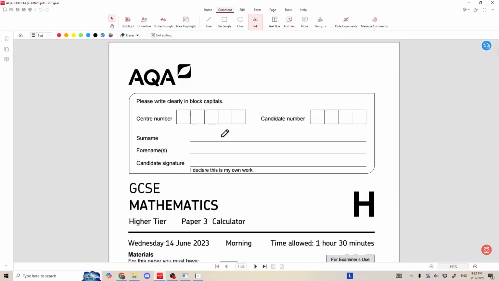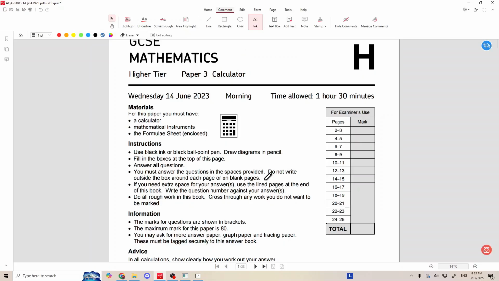I realized I forgot to write all this stuff in the last one, so I'm gonna do it now. Center number. Yeah, I can't do this. 1, 2, 3, 4. Surname, forename of NeoGeoSG. And I declare this is my own work with that signature, which doesn't even look like a signature. Once again, this takes 1 hour 30 minutes. A calculator is allowed. It is currently 9:23 p.m. So once again, I'll give myself 1 hour 30 minutes. It just turned 9:24, so I'll give myself until 10:54 to do this.